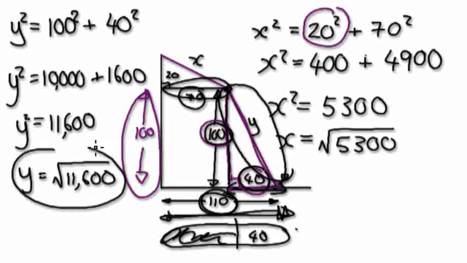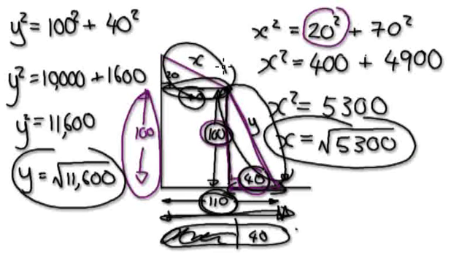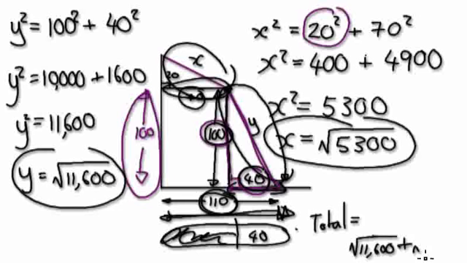So this is y here. Add it to x here, and then times the whole lot by 2. So the answer total equals root 11,600. You can punch this into your calculator. Add it to root 5,300, and then times the whole lot by 2. So the total length is this.